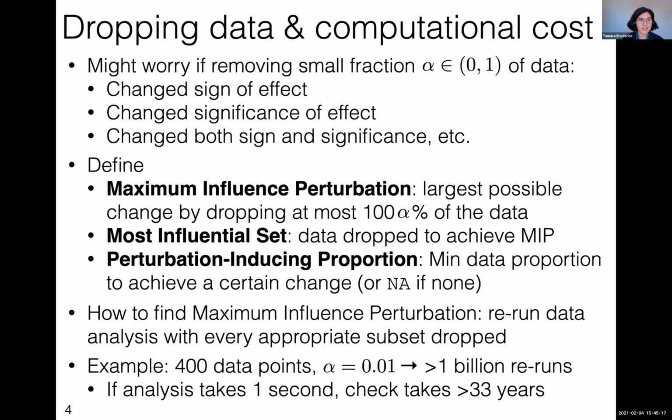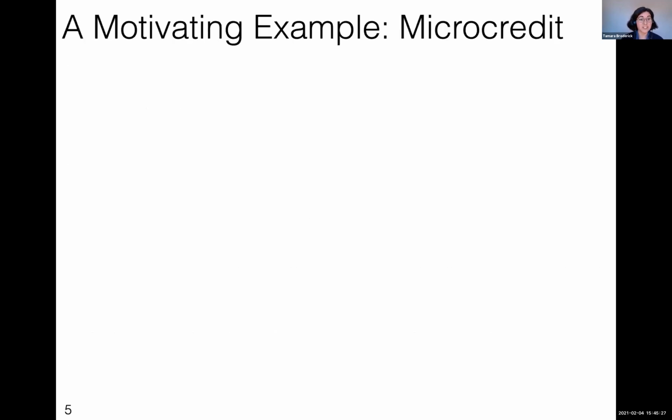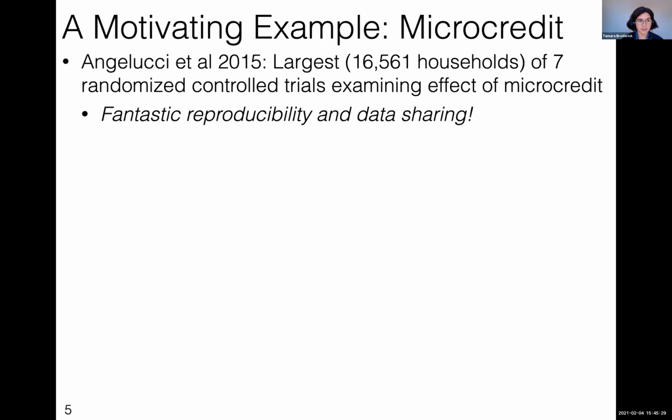And so before I tell you what that approximation is, let's take a look at it in practice. So hopefully you're motivated to care what the approximation is. Okay, so we're going to look at exactly that microcredit example that I talked about before. So Angelucci et al. 2015 is this fantastic paper. It turns out there are 7 different papers. Each one did a randomized controlled trial, and these are extremely influential in the field, and they all examine the effect of microcredit in a different country. This happens to be the largest of these papers in terms of number of households involved. There were 16,561 households.